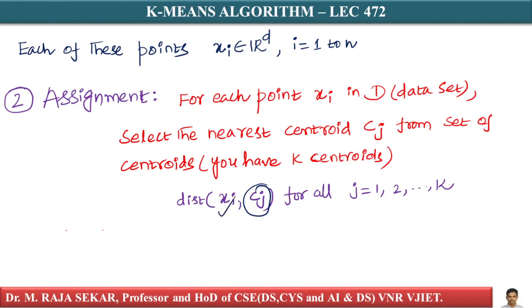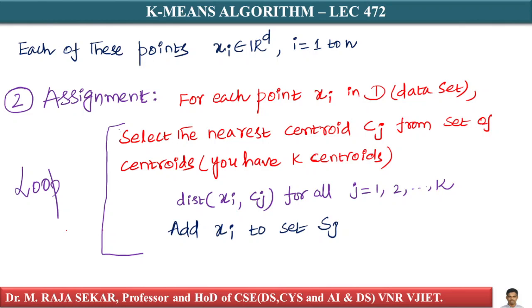Then you will add the point xi to set Sj. Why? Because Sj is the set corresponding to centroid Cj. Simple. Let me assume Cj is the nearest centroid to point xi. Then you will add point xi to Sj, because Sj is the set corresponding to centroid Cj. You will add your point xi.